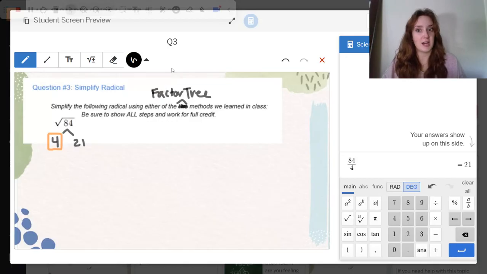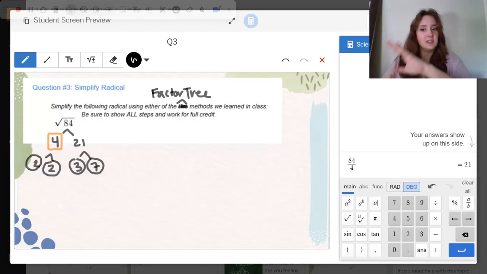4 is a perfect square. If you didn't catch that, it is also composite. We can keep going. Remember, we always want to circle our prime numbers. 21 is 3 times 7, and we'll go ahead and circle those. So this is, again, for your TGA, what I'm expecting to see is all of your work, your factor tree, circling in our prime factors.